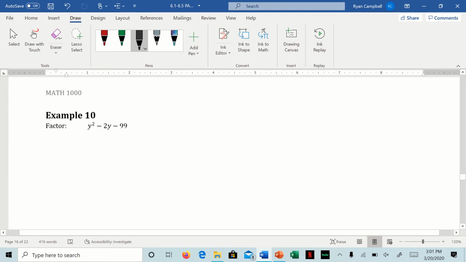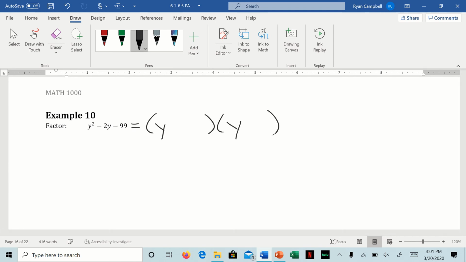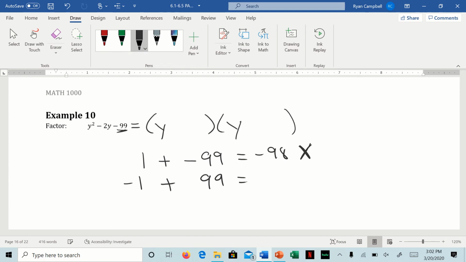All right, let's do another one. This time we have y's, so make sure you have a y instead of an x. Good. Looking at negative 99, that might be a little tricky, so we can plug them in as we go. So again, we've got positive 1, negative 99, negative 1, and positive 99. When we add these together, 1 plus negative 99 is negative 98. That's not what we want. Negative 1 plus 99 is 98. Again, not what we wanted.